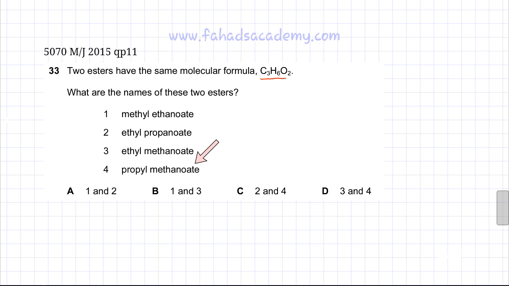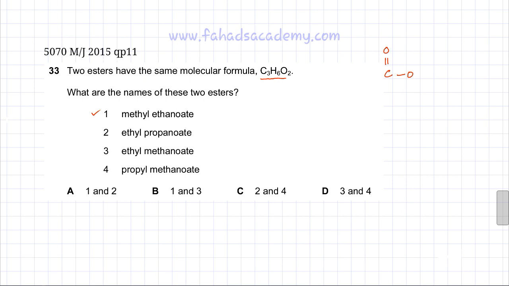So what I'm going to do is draw each ester first. Remember that esters have this particular functional group. I'm going to start with the first one, which is methyl ethanoate. Esters have this functional group, C double bond O. All esters are going to have this functional group, and there would be groups attached on either end.